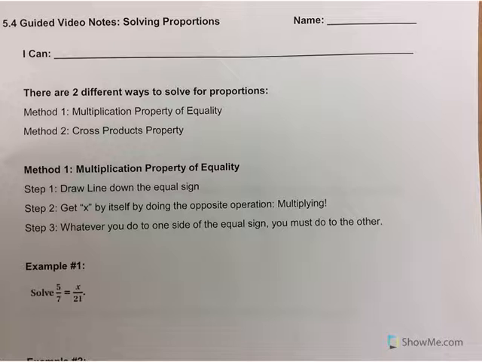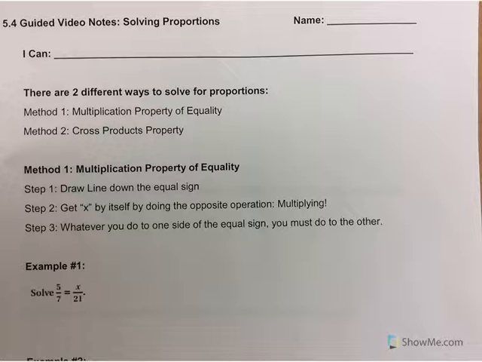So method 1, the multiplication property of equality. Method 2, cross products, which we've already discussed a little bit, the cross products property. So first we'll look at method 1, multiplication property of equality. You see the steps there.